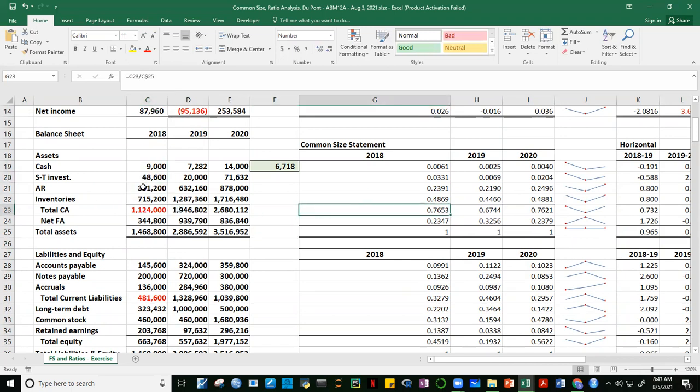Okay, you have cash 9,000. You have short-term investments 48,600. You have AR 351. You have inventory 715. Assume natin guys na yung AR easily collected na yan, no? Madali na makolekta yan. So makukuha na kagad natin yan. Eh yung inventories guys, sabihin natin matagal pa yan. Raw materials pa lang yung karamihan dyan.